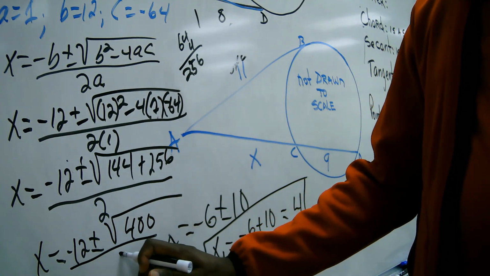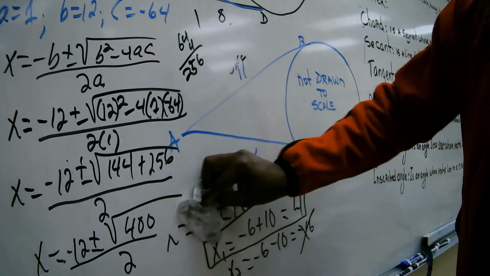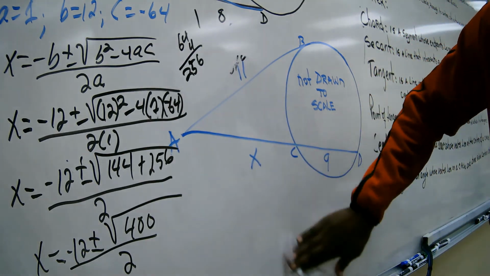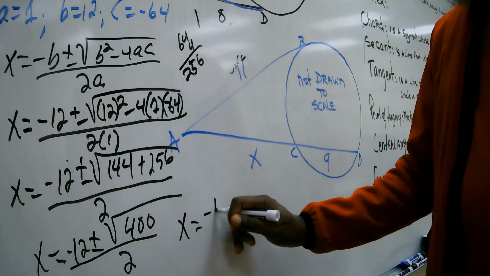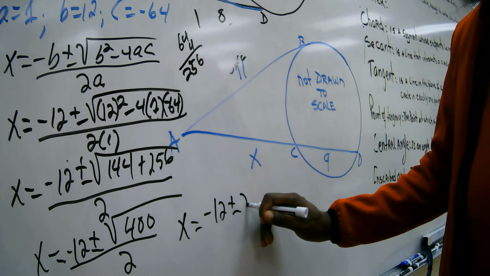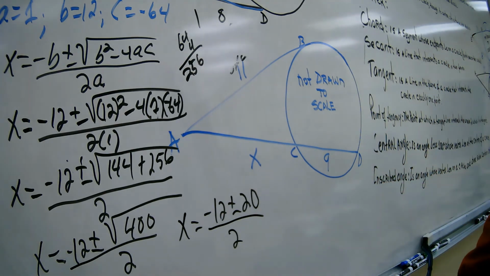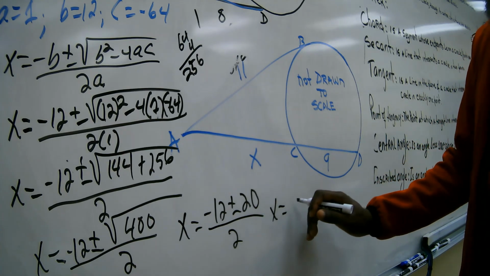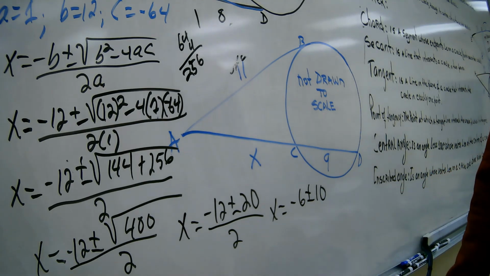Everything is over 2. And we need some middle space, and we're going to clean up some of our mess from earlier. Everything is about order of operations. Then you will have x equal negative 12. The square root of 400 is 20, over 2. Everything is divisible by 2. Then that will give you x equal negative 6 plus or minus 10. That will be your two solutions.